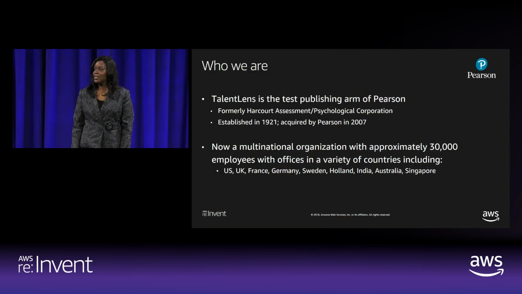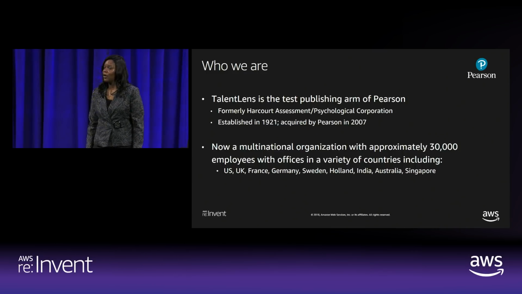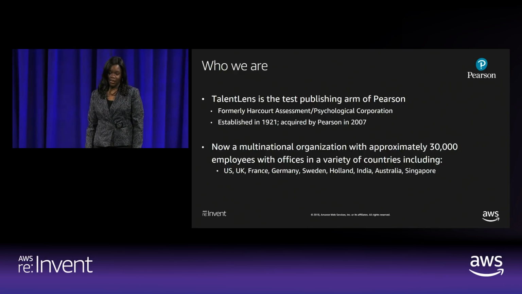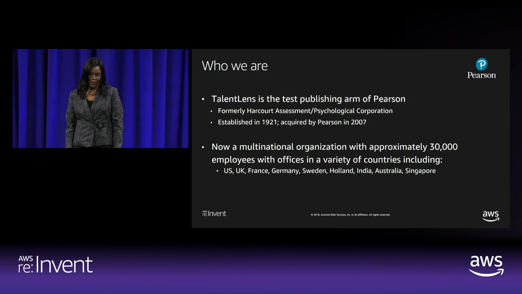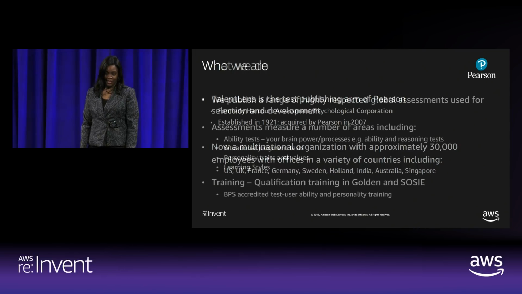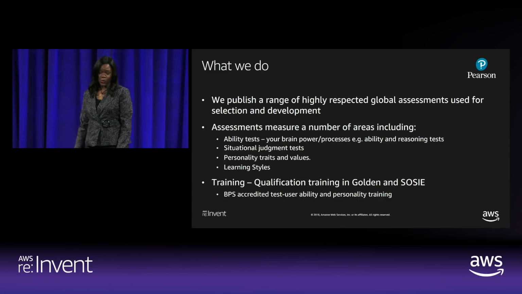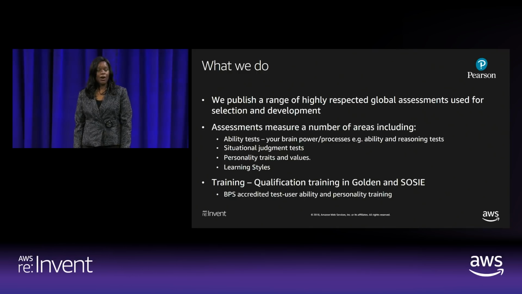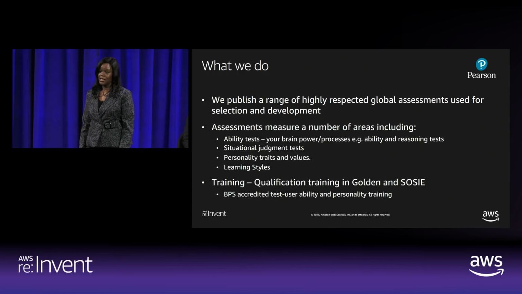Talent Lens is the test publishing arm of Pearson. We are well known for providing a wide range of highly respected selection and development instruments. Right now we have over 30,000 employees in a variety of different countries, and we can see some of those here. We are definitely now a multinational organization. We publish a wide range of highly respected assessments. Not only that, but we also provide consultancy, such as job analyses and validation studies. In addition, we provide qualification training to our customers to administer certain personality assessments that we offer.